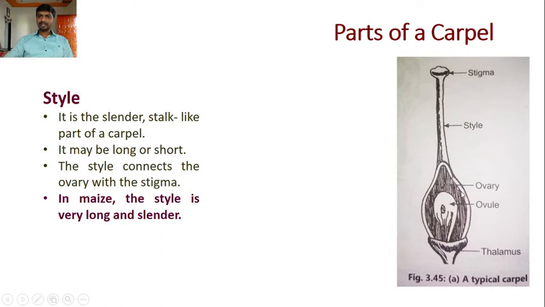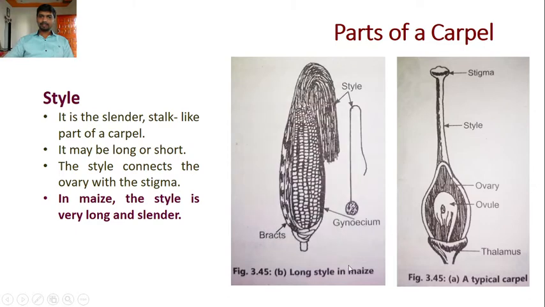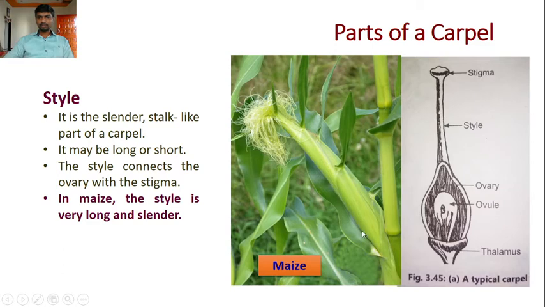In maize the style is very long and slender. That is found in the maize, where these are the style. Okay, so this is the photograph of maize. Here we can see this style, which is very long. In maize the style is very long and slender. The slender stalk-like part of a carpel is what we call a style. It may be long or short. The style connects the stigma with the ovary. Okay, so this is about the style.